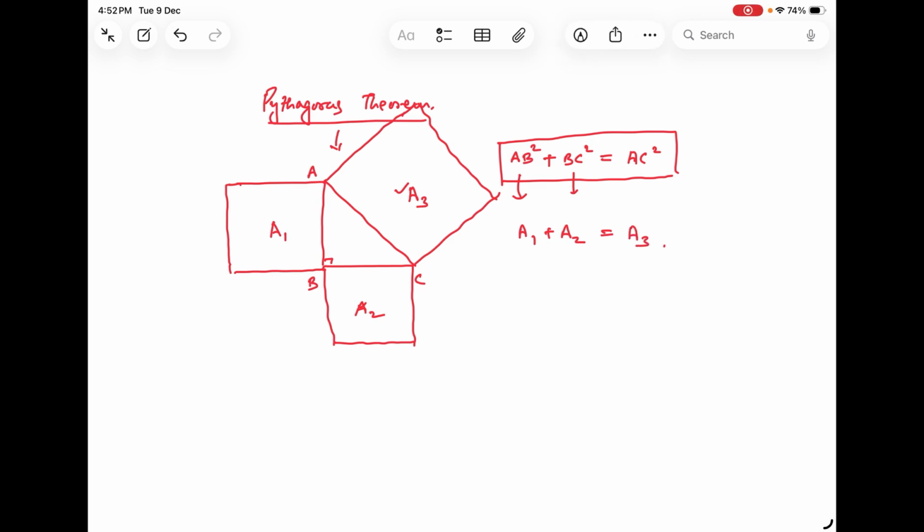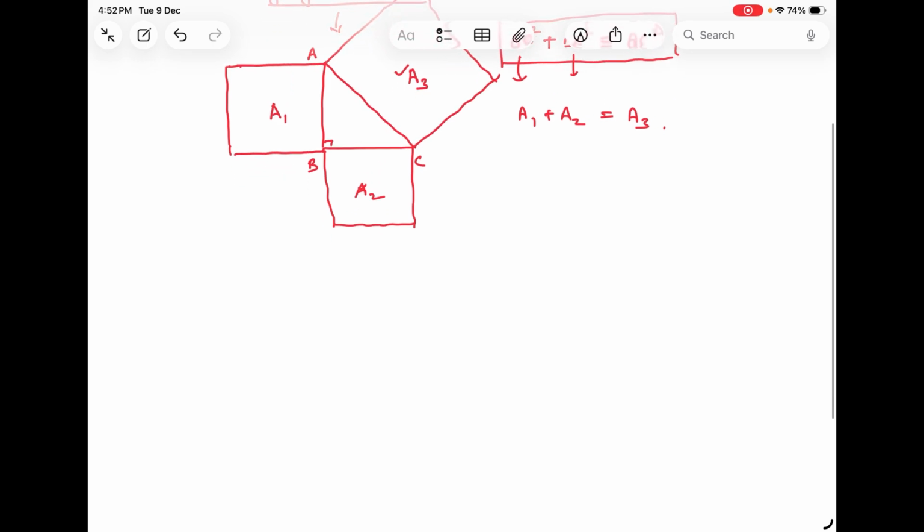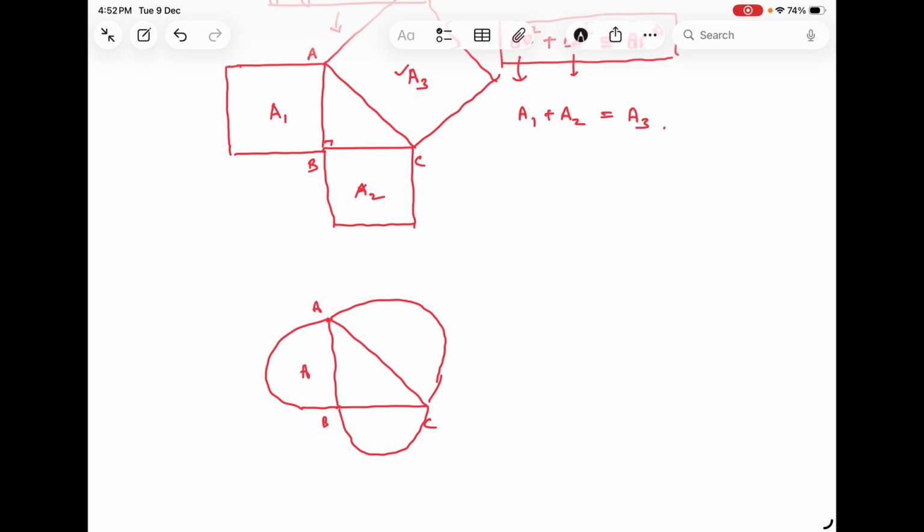Now see, this can also be in place of a square. We can take other figures as well. This theorem can also be extended to different figures like semicircles or equilateral triangles. So if I take semicircles, a semicircle on AB, a semicircle on side BC and a semicircle on side AC, let me see again whether area 1 and area 2 are equal to area 3 or not.